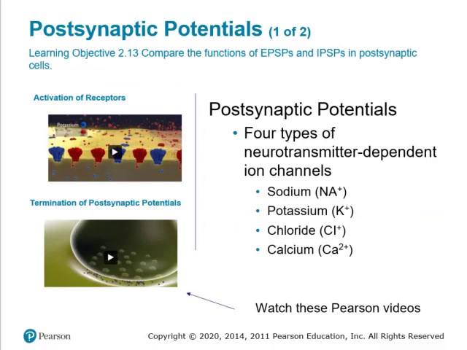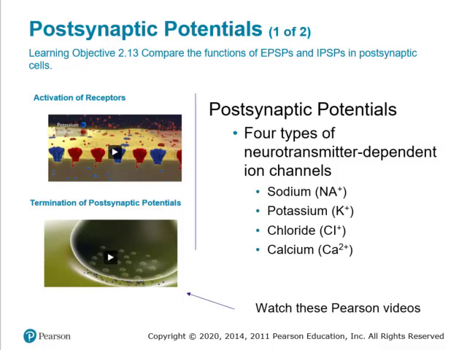So I want to remind you that your textbook publisher, Pearson, has some helpful simulations showing the activation of receptors and also the termination of postsynaptic potentials. We're not going to spend a whole lot of time on that, except to say that there are 4 types of neurotransmitter-dependent ion channels, and these don't differ from the types of ion channels that we have talked about in the context of the action potential and electrostatic forces. They are one and the same characters in the cast, right?